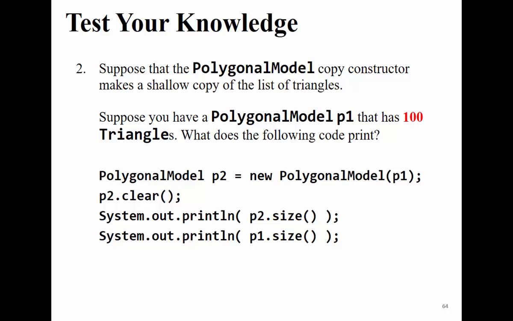Here we have P1 with 100 elements, 100 triangles. I create two array lists because I create a shallow copy. That means two array lists, but the objects are still the same 100 triangles. P2 is pointing to 100, P1 is pointing to 100. I use P2.clear. I clear P2, but P1 is still the same. So in this result, I will have P2 as 0, but P1 is 100, because this is a shallow copy.